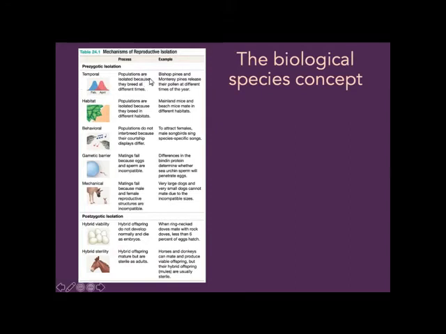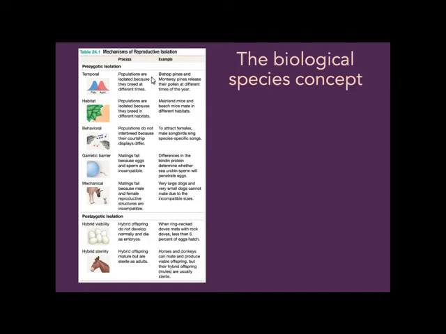So this means that the two populations are isolated because they breed at different times. So it could be different times of the day, different times of the year, you know. It could be even different years. So the example here is that bishop pines and Monterey pines release their pollen at different times of the year.